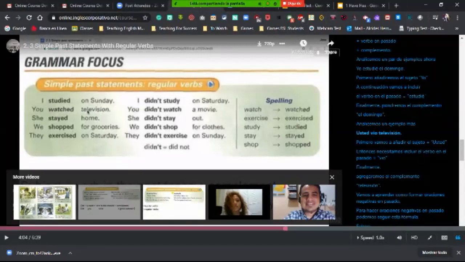Notice that in the negative statement, the verb stays regular, not past. Only in positive do they change to the past. But in negative, we use the auxiliary did, so they stay study, watch, stay, shop, exercise. Also, when we do questions, we use the auxiliary did, so the verb doesn't change to the past, okay? Any questions about this, guys? No more questions?